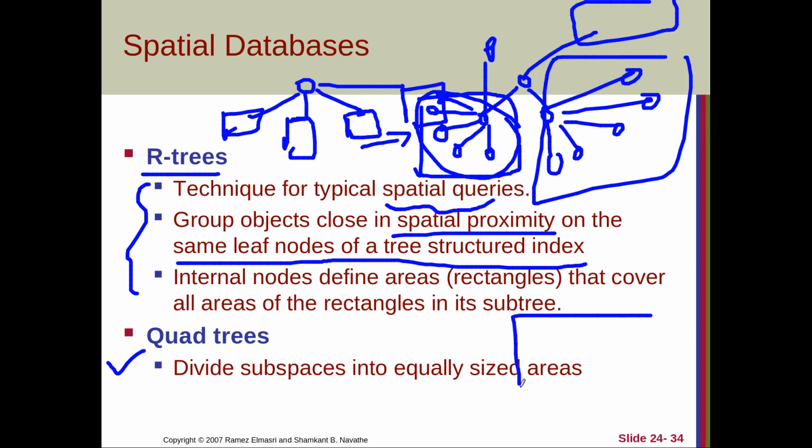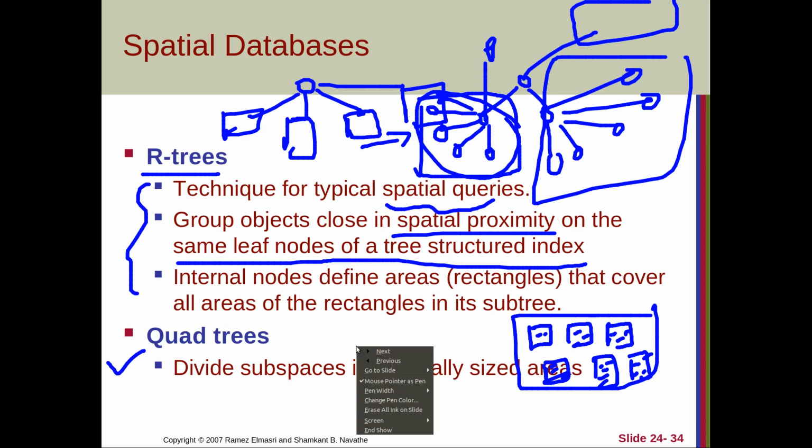So if this is the map, different portions can be separated into equal sizes. Maybe some objects are here, and the number will be different for each, but they have equal size. Within that particular area, some objects will be available. So that is the difference between quad trees and R trees.